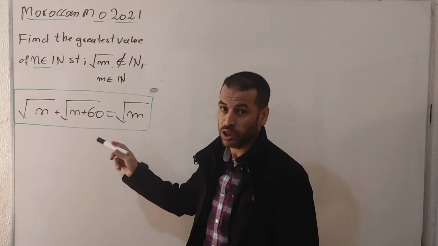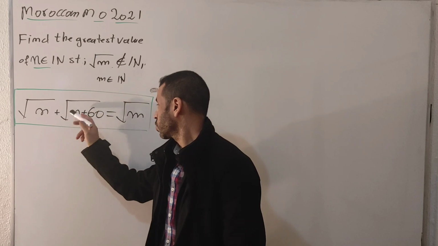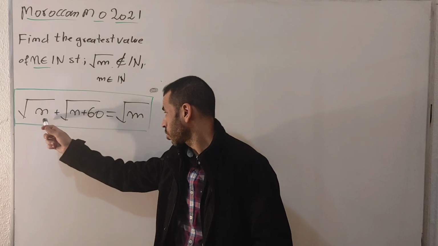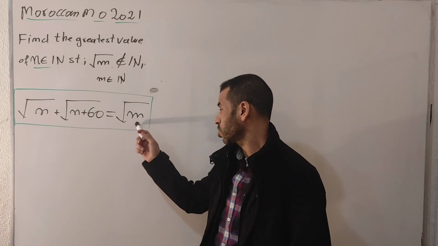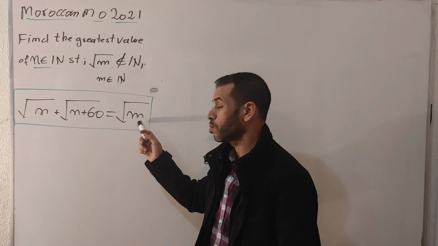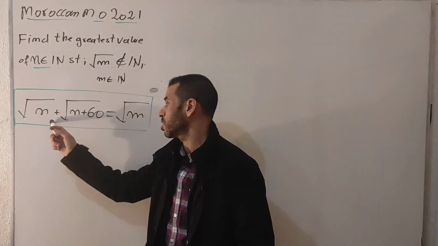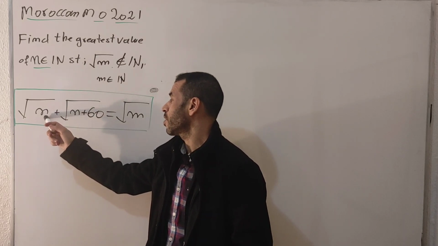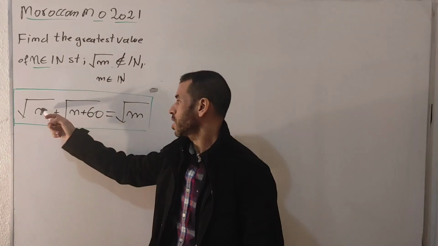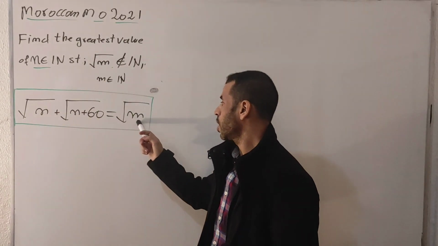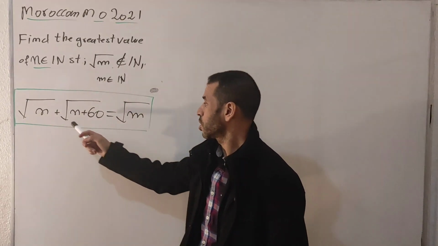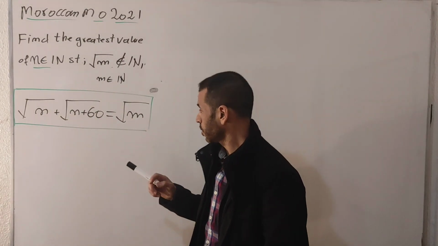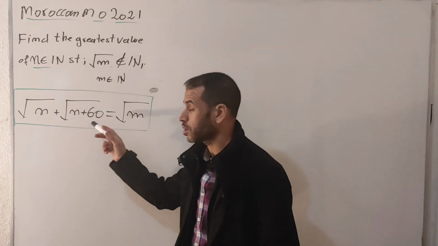We have this following equation: square root of n plus square root of n plus 60 equals square root of m. If you take a look carefully at this expression, the right hand side of this equation is written in terms of m, but the left hand side is written in terms of n. So the question: we are going to find the maximum value of n which verifies this equation. As n is increasing, m must also be increasing. So as you change the value of n, m must change as well. The relationship between n and m is built by this equation.